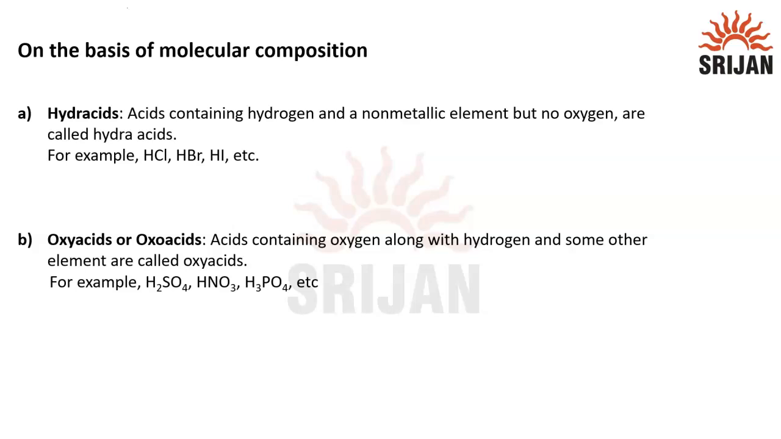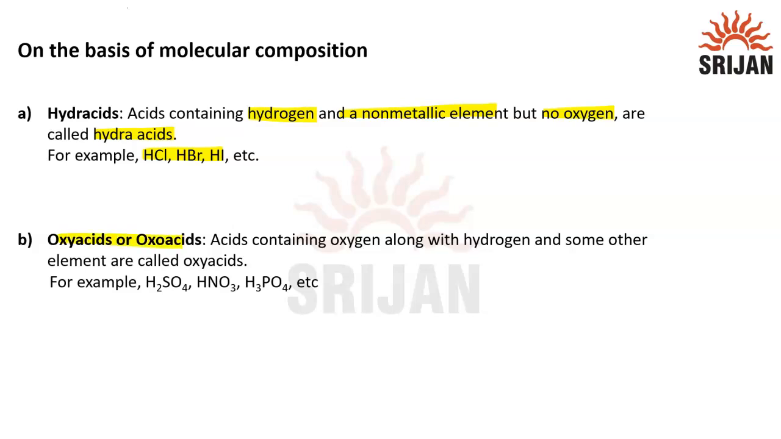Then, on the basis of molecular composition, the first one is hydroacid. An acid containing hydrogen and a non-metallic element but no oxygen is called a hydroacid. For example, we have HCl, HBr, HI. They have hydrogen as well as a non-metal, which is chlorine, bromine, iodine, but they don't have any oxygen atom.